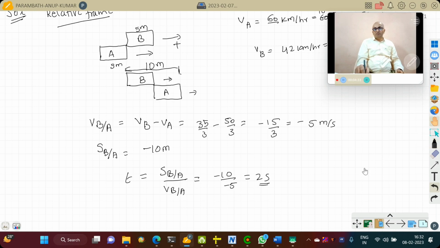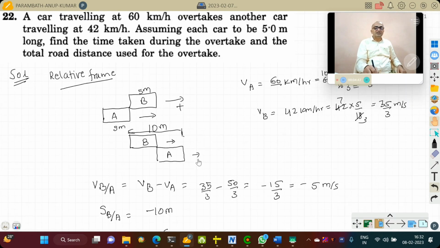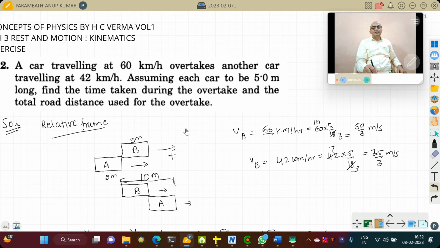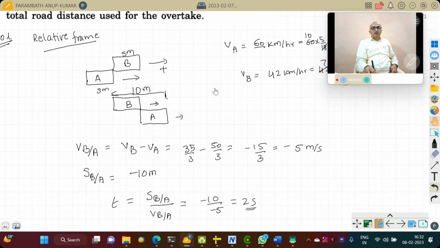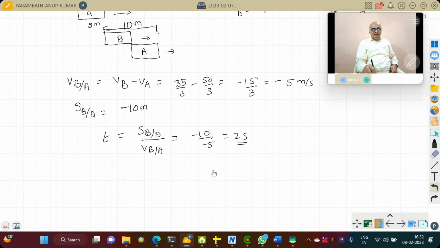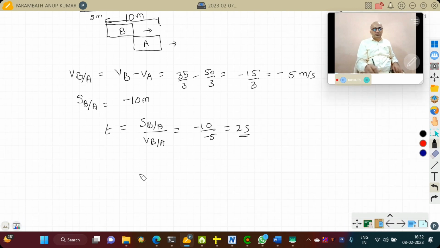Now one very important thing: this part of the question can also be done in the ground frame. But what is the second part of the question? Find the time taken during the overtake, that is the first part, and the total road distance used for the overtake. That, let us see now. Total road distance used for overtake.